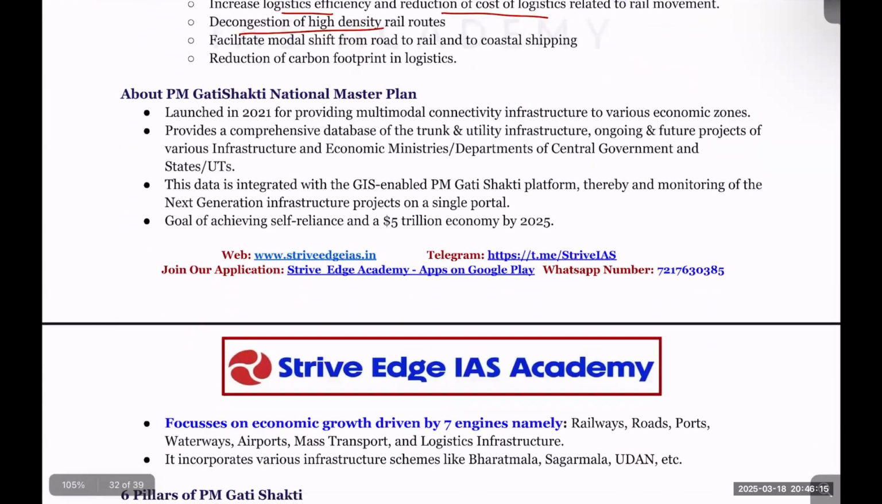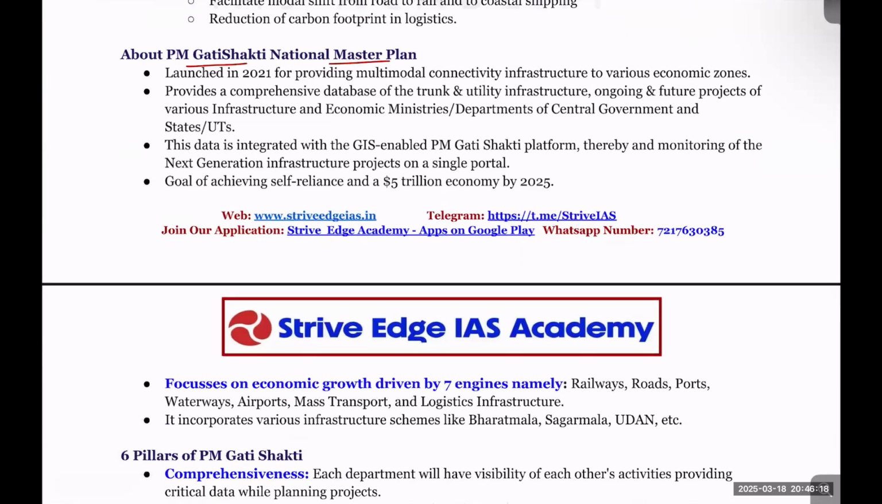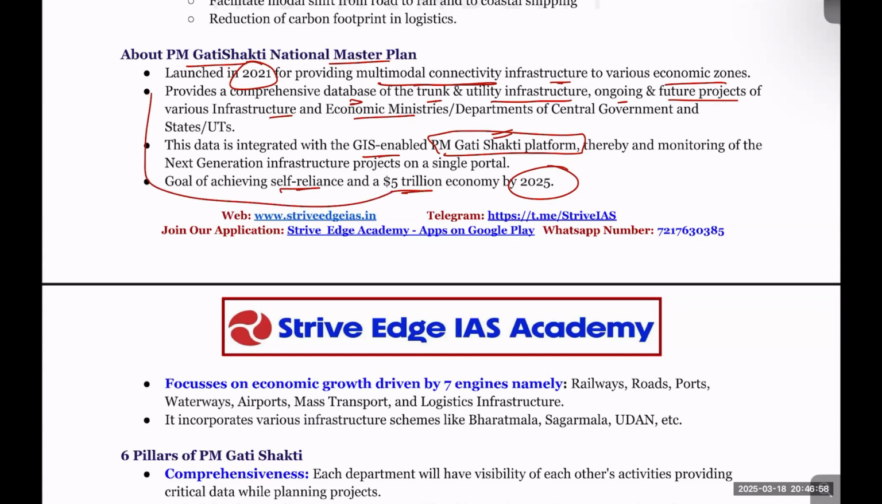So what is the PM Gati Shakti National Master Plan? It was launched in 2021, and it provides multimodal connectivity infrastructure to various economic zones. It provides a comprehensive database of trunk and utility infrastructure, and ongoing and future projects of various infrastructure and economic ministries or departments of the central government. This data is integrated with the GIS-enabled PM Gati Shakti platform. The goal is to achieve self-reliance and a $5 trillion economy by 2025. So PM Gati Shakti is important in that respect.